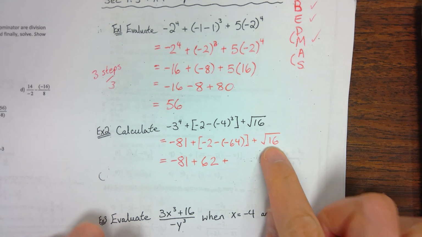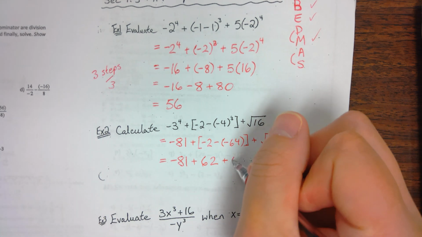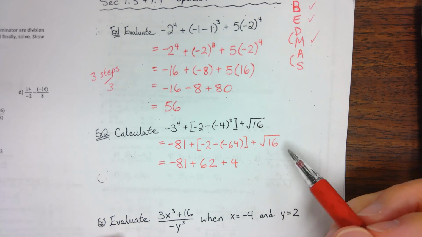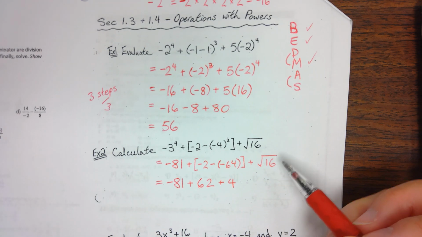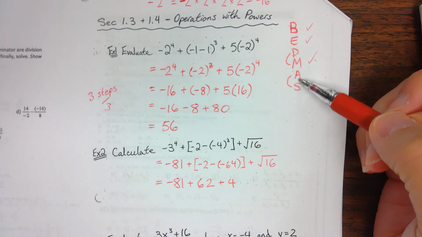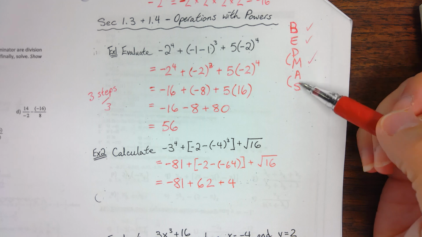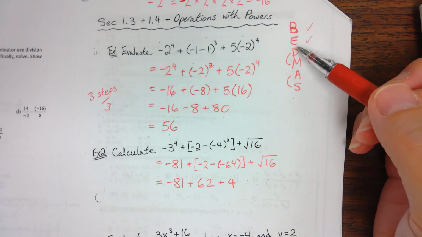Okay, and then what is square root 16? It's just 4. Now, just a quick little extension right here. Square root, where does it go in Bedmas? Exponent. Okay, Charles? What is the exponent for square root?